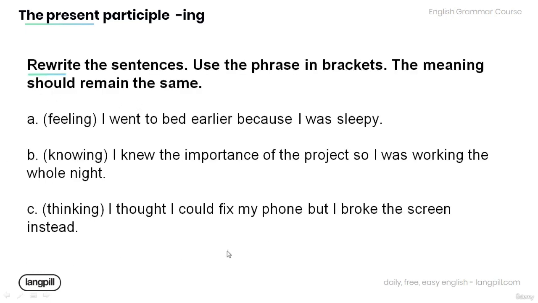And now rewrite the following sentences using the phrases in the brackets. Note that the meaning should remain the same. A. Feeling. I went to bed early because I was sleepy. B. Knowing. I knew the importance of the project, so I was working the whole night. C. Thinking. I thought I could fix my phone, but I broke the screen instead.